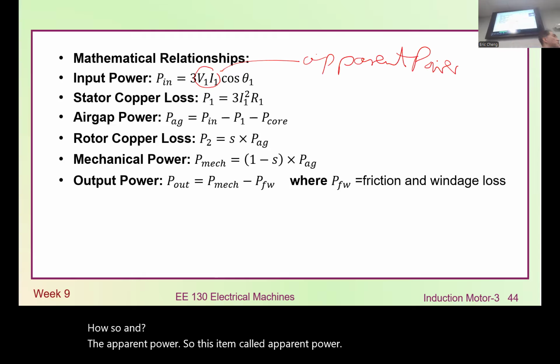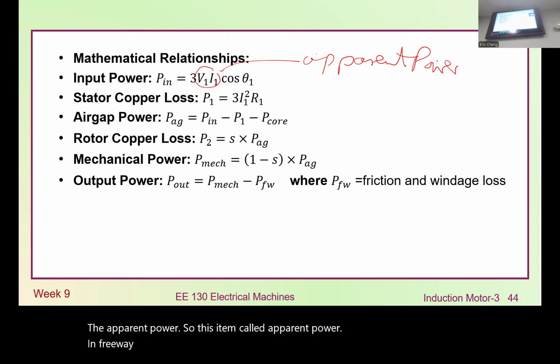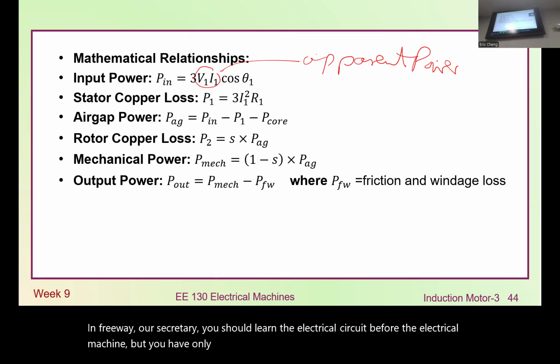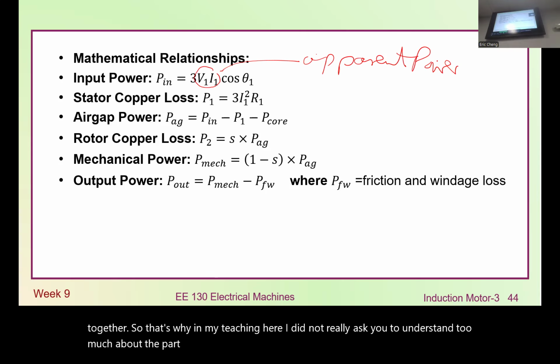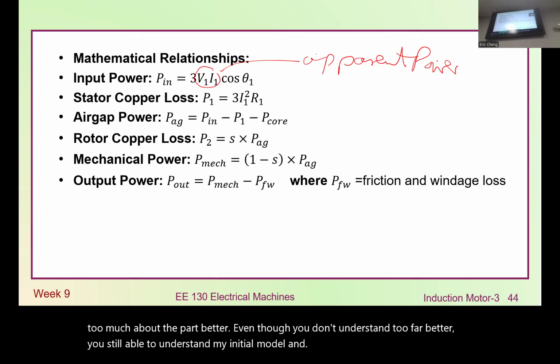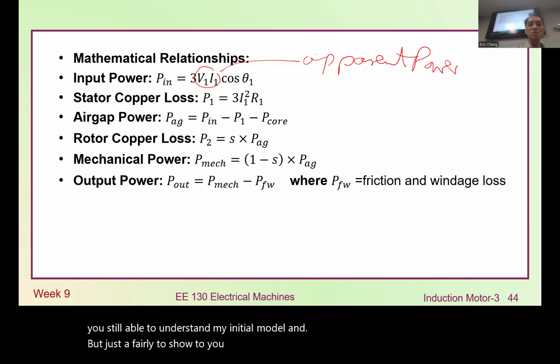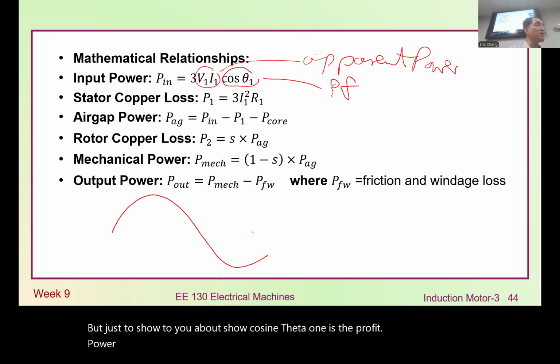In theory, you should learn electrical circuits before electrical machines, but you only have 2 more years, so we cannot condense everything together. That's why in my teaching here, I did not really ask you to understand too much about the power factor. Even if you don't understand the power factor, you're still able to understand the moment of inertia. But just briefly to show you, cosine theta 1 is the power factor, the simple definition of power factor.